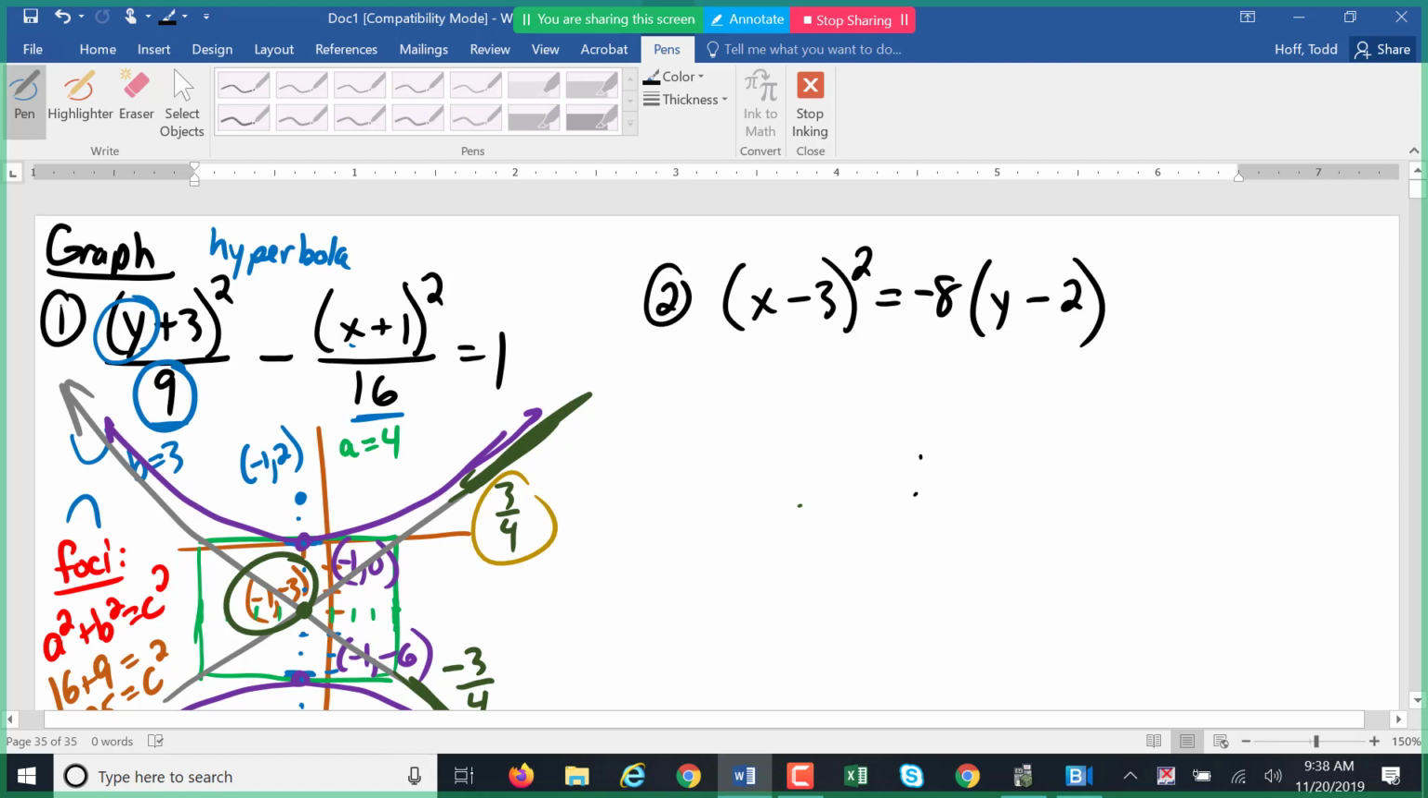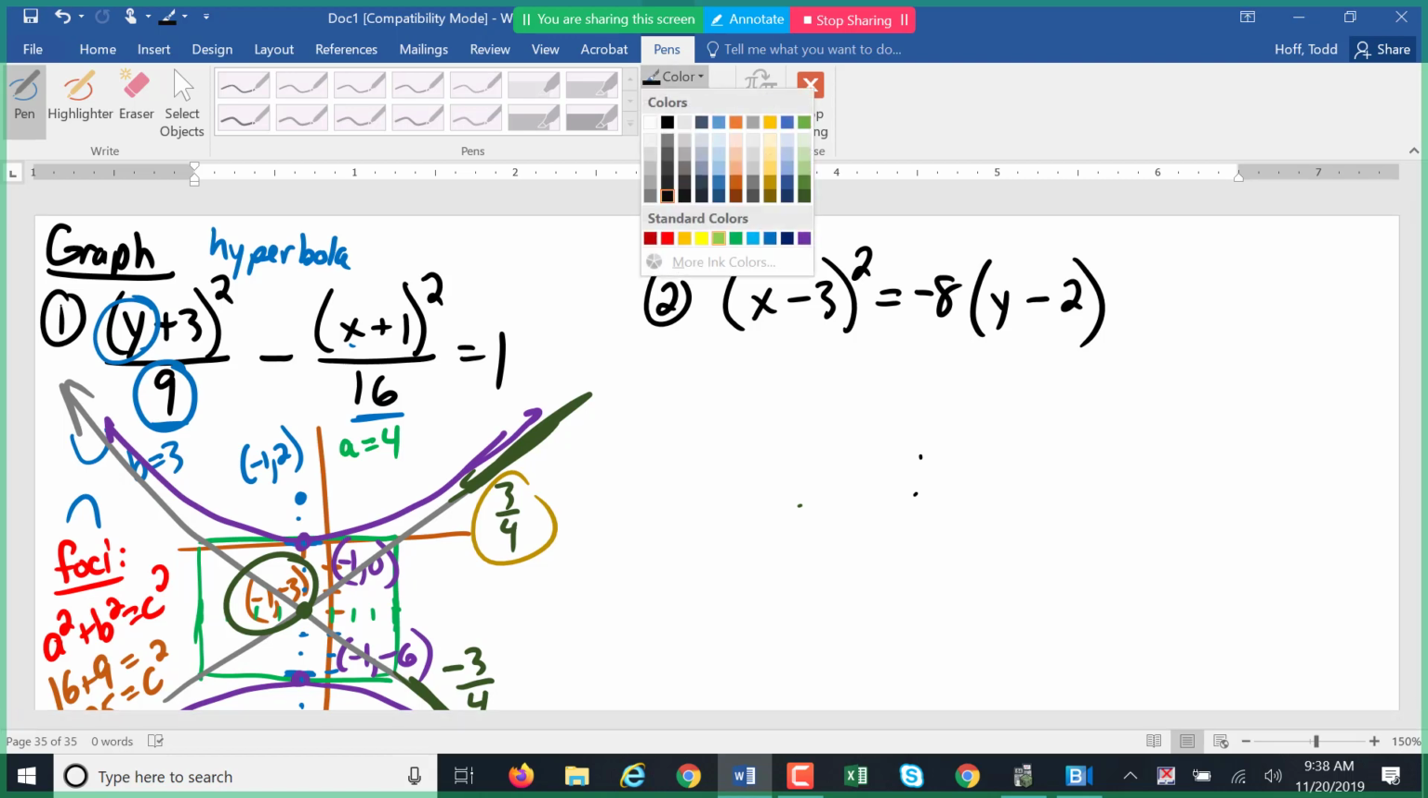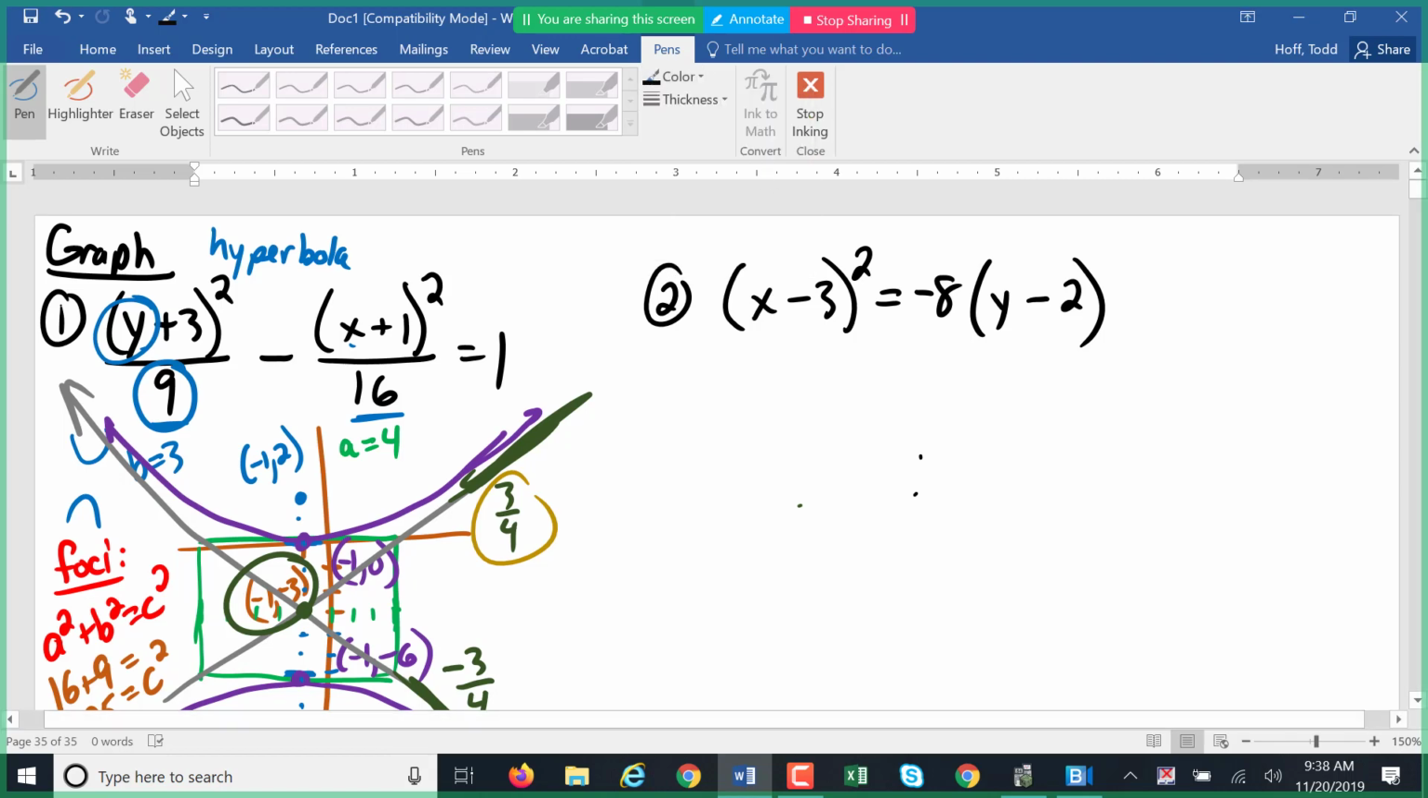Let's look at the parabola. Well, first, I guess I should talk about how do we know that's a parabola. A parabola is the only conic section in which only one of the variables is squared. So here only x is squared, and y is not. So that tells us that this has to be a parabola.